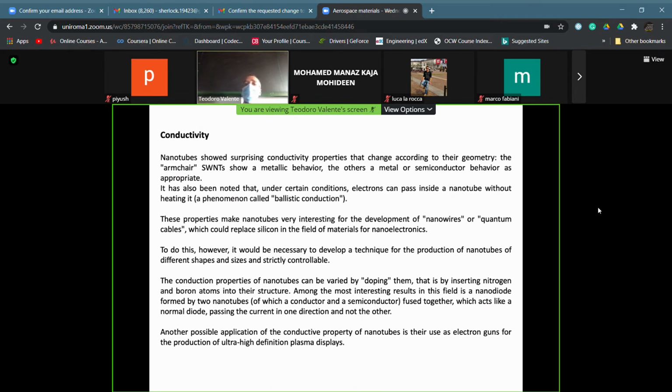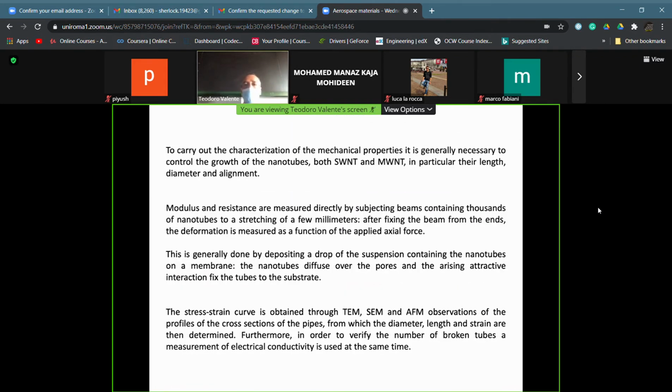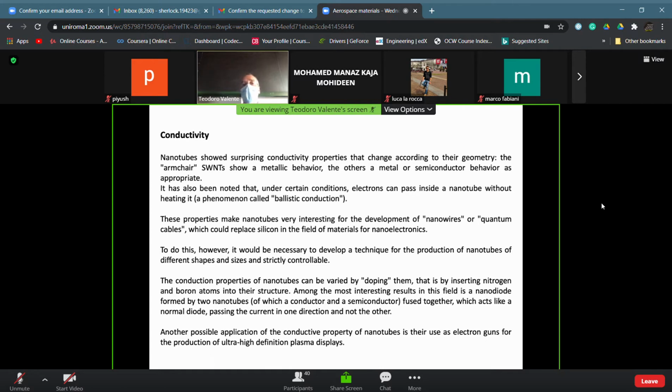Conductivity. Nanotubes show conductivity properties which depend on their geometry. And there are some arrangements. The armchair, which is mentioned here, is the one reported on this slide. You see the first one, okay? So you have also the reference, just for curiosity. But the concept is that depending on the geometry, the arrangement, we can expect a sort of metallic behavior, talking about conductivity, or semiconductor behavior in other cases.